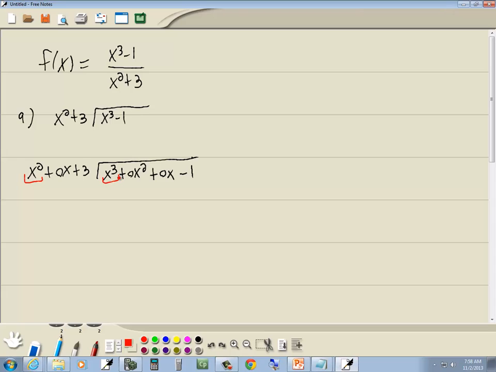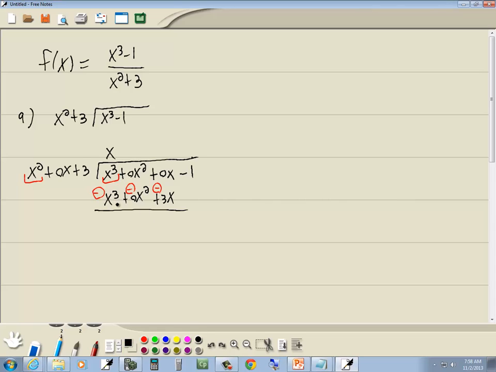Now we take a look at the first term of each, and decide what to put up on top. You ask yourself what times x squared gives you x to the third, and that's x. Whatever we put up on top, you multiply by what's out in front. X times x squared is x to the third. X times 0x is 0x squared. And x times 3 gives you 3x. The reason you put 0 placeholders is so the like terms always line up. Well, we're subtracting this line, so we're going to flip signs. So this one becomes negative, negative, negative.